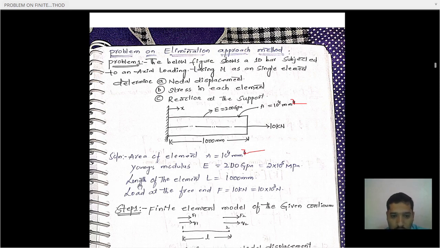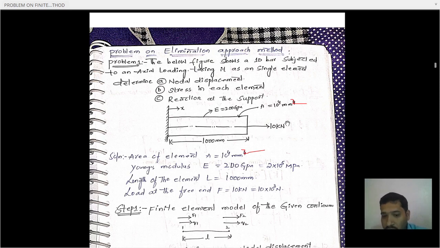And the length of the element, the total length of this cantilever beam, is given as 1000 mm. And the load at the free end: where is the load acting? The load is acting at the free end. How much load? 10 kilonewton. If you want to convert to Newton, 10 as it is, kilo means 10 power of 3 Newton.